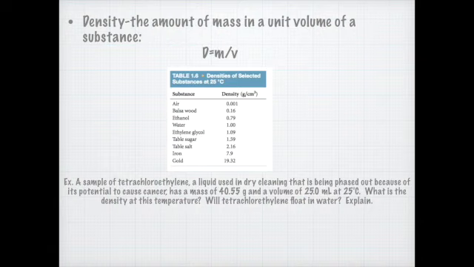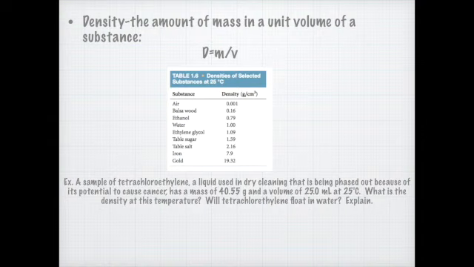So let's actually look at an example problem. It tells me that I have tetrachloroethylene, and it is a liquid that's used for dry cleaning, and it has a mass of 40.55 grams and a volume of 25.0 milliliters. It says, what is the density at this temperature, and will it float in water?